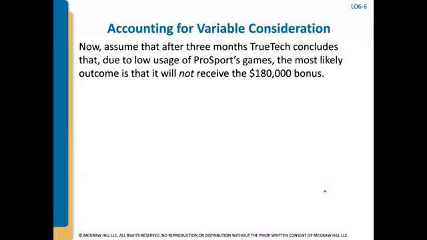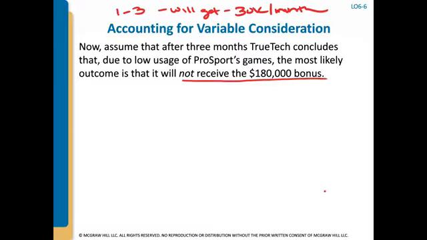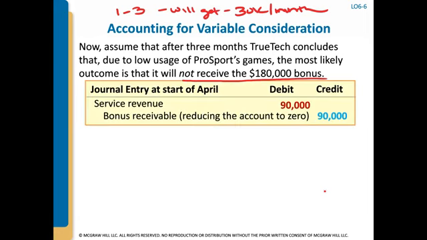Now assume that after 3 months, TrueTech concludes that due to low usage of pro sports games, the most likely outcome is that it will not receive the $180,000 bonus. So this is for months 1 through 3. We were assuming that we will get it, so we were recognizing the $30,000 per month of bonus receivable and service revenue. And then at the end of the 3rd month, we realized, no, we're not going to meet that 15,000 hour usage target. And so we need to reverse what we've booked for the first 3 months.